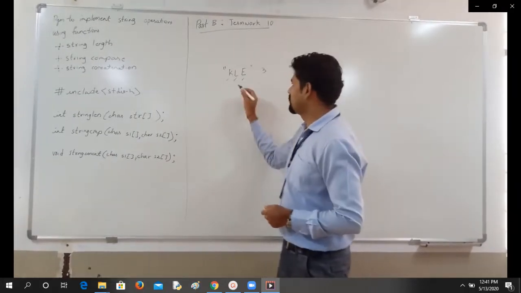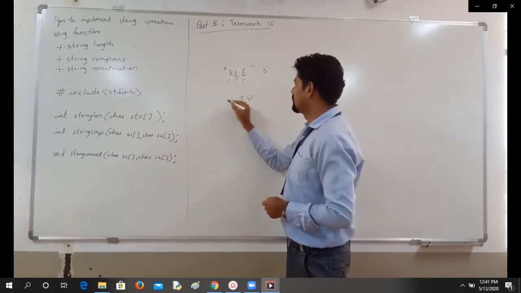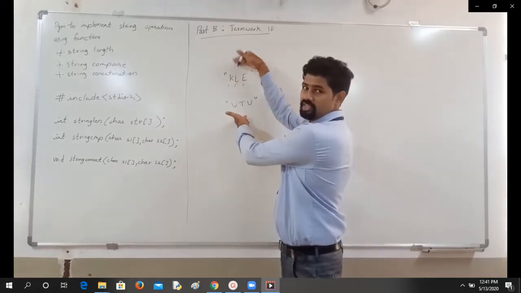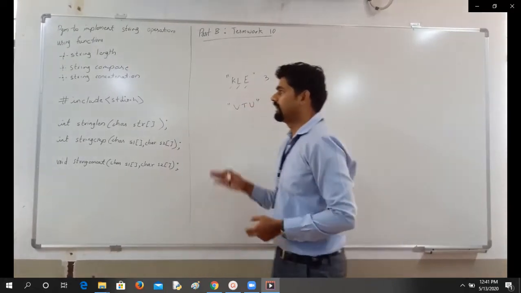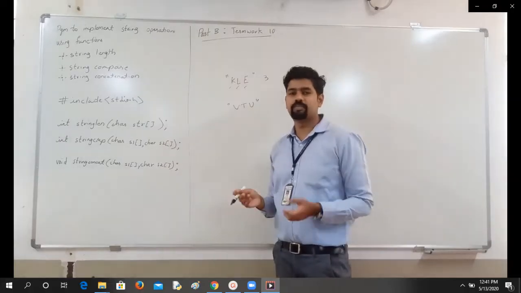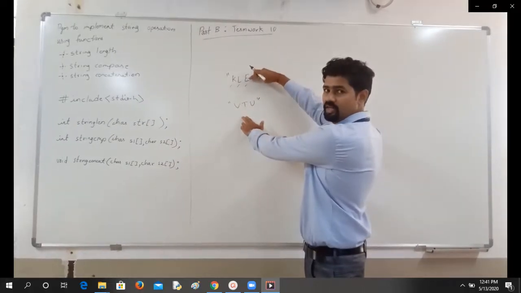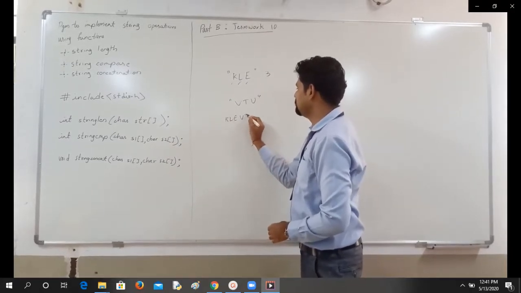Second is compare. So say I want to compare the two strings which are Vittu and Kaylee. Now when I compare these two, the strings are not equal. So that is what this second operation is, compare. And the third is string concatenation, which means joining of two strings. So if I have to join string 1 and string 2, it will be Kaylee Vittu.